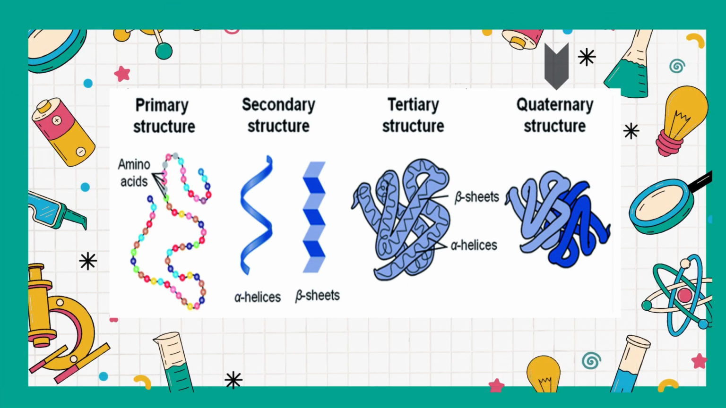Next, the quaternary structure refers to the arrangement of multiple polypeptide chains into a single functional protein complex. As you can see in the picture, the tertiary protein has a single polypeptide chain, while quaternary protein is made up of 2 or more polypeptide chains.